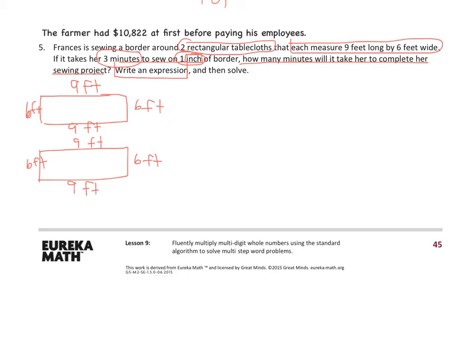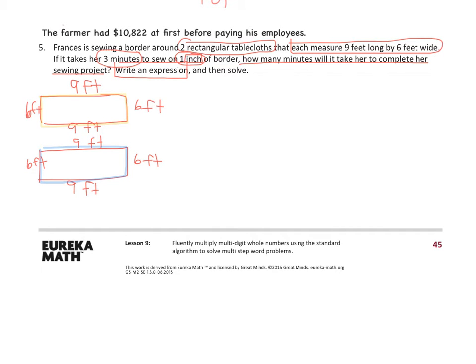All right, so what we're trying to do is, since she's doing a border, we're only looking at the perimeter of each rectangular tablecloth. So we're not looking at the space in between. We're just figuring out how long it would take her to sew around both tablecloths. And now this is all feet. And then she's talking about how for every 3 minutes, she would sew 1 inch. So we kind of have to think this out. This is going to be a little difficult, but I know we can push ourselves through.